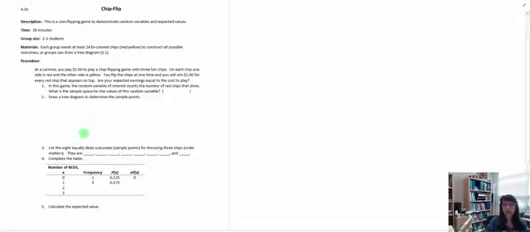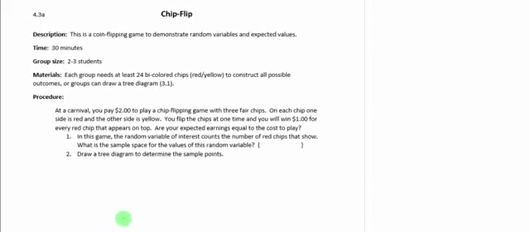What we're going to do is draw a tree diagram that will show all of the possible sample points for this carnival game. At a carnival, you pay $2 to play a chip flipping game with 3 fair chips. On each chip, one side is red and the other side is yellow. You flip the chips at one time and you will win $1 for every red chip that appears on top. Are your expected earnings equal to the cost to play?